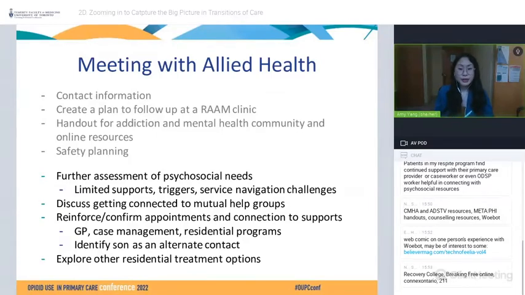Another strategy that was put in place was to have the son be an alternate contact. So what does that mean?